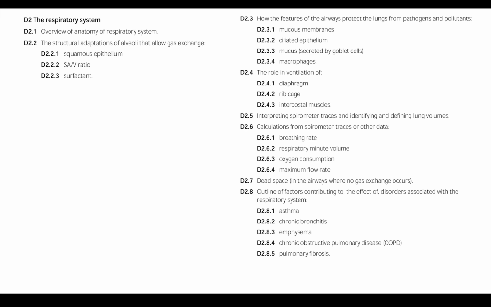calculations from spirometer traces or other data, breathing rates, respiratory minute volume, oxygen consumption, maximum flow rate, dead space in the airways where no gas exchange occurs, outline of factors contributing to the effects of disorders associated with the respiratory system, asthma, chronic bronchitis, emphysema, chronic obstructive pulmonary disease or COPD, and pulmonary fibrosis.